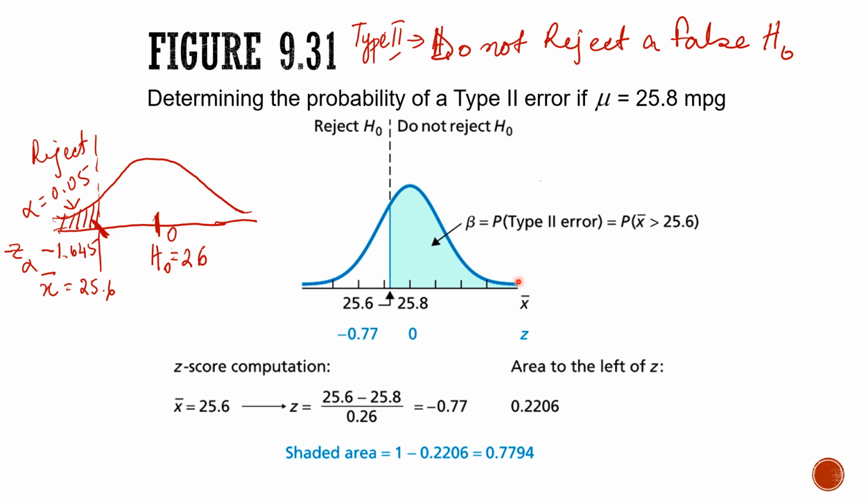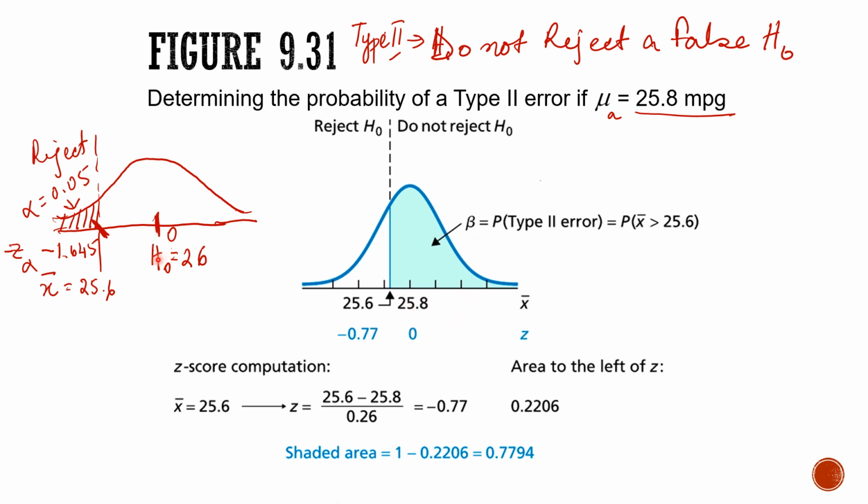All right, so here they have given us a mean value of 25.8 mpg. So that's our alternate mean. All right, so I may as well write here mu sub a. That's 25.8 mpg. So to find our type 2 error value, we must redraw this diagram, this curve, keeping 25.8 at the center of the curve.